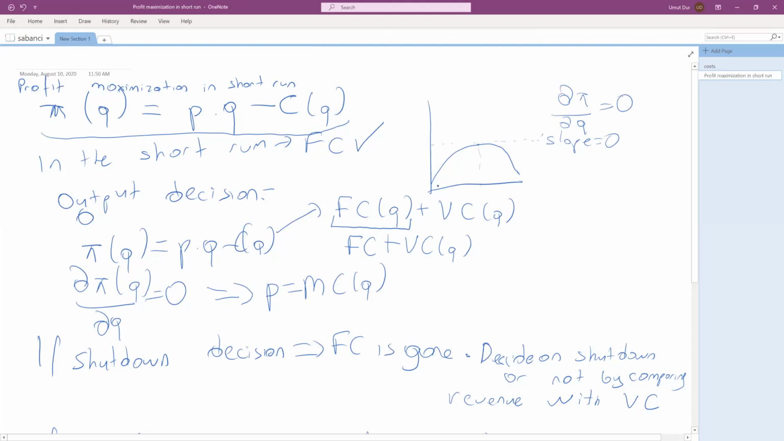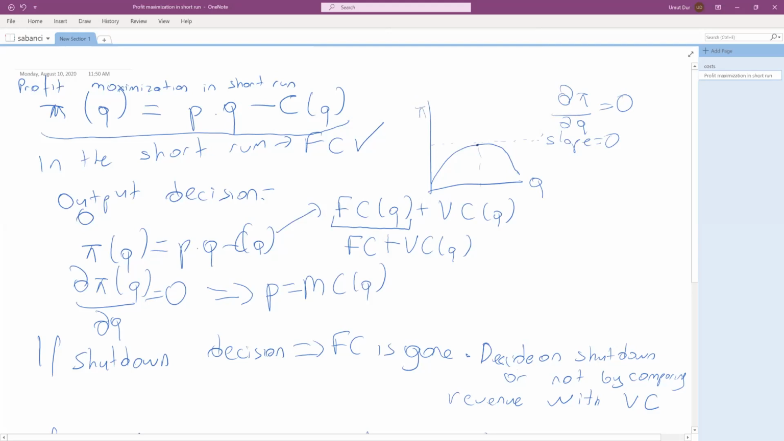So the profit function is something like this, concave. Once we would like to maximize the profit, it means that we are looking for this peak point.